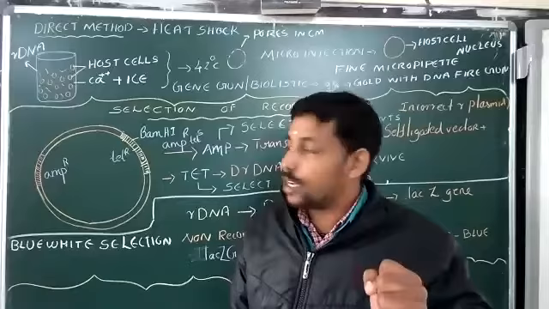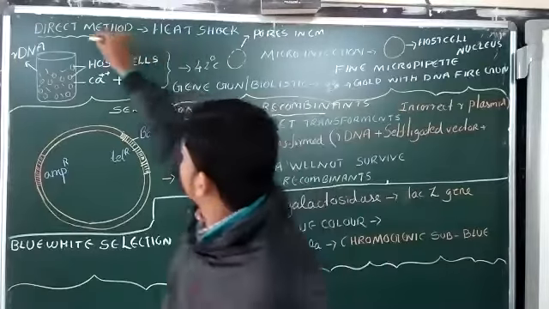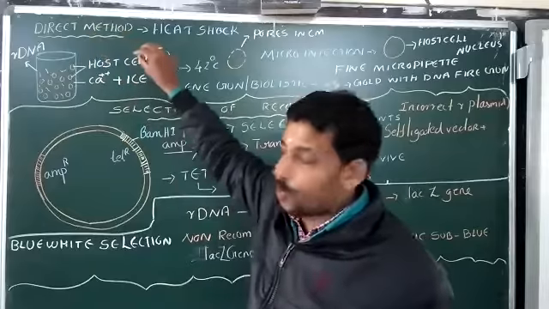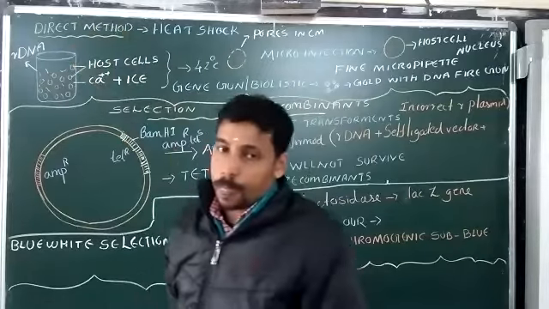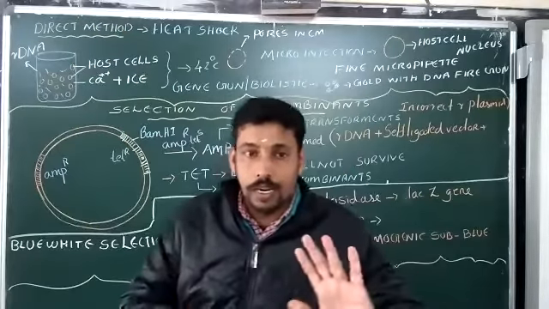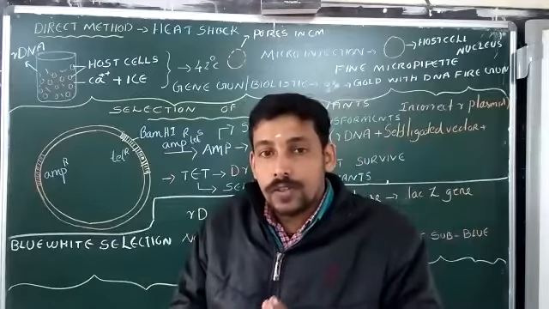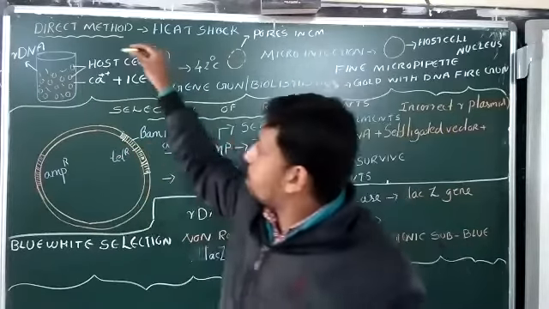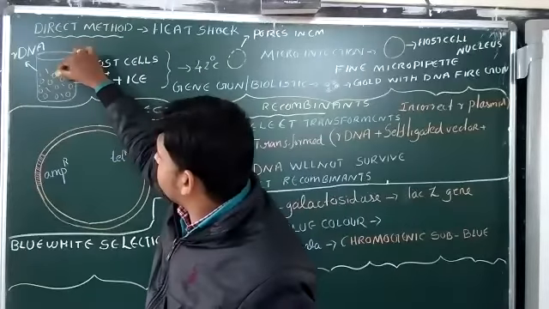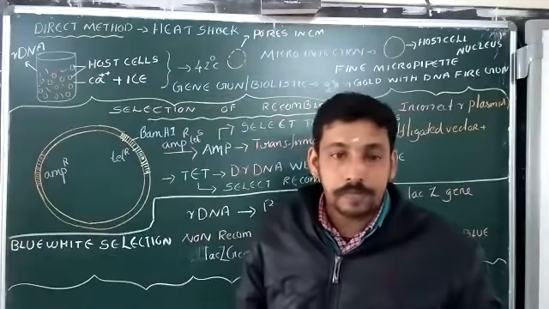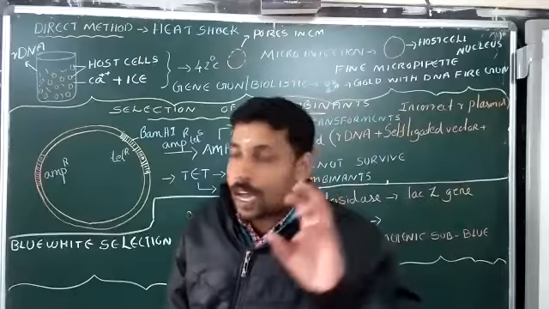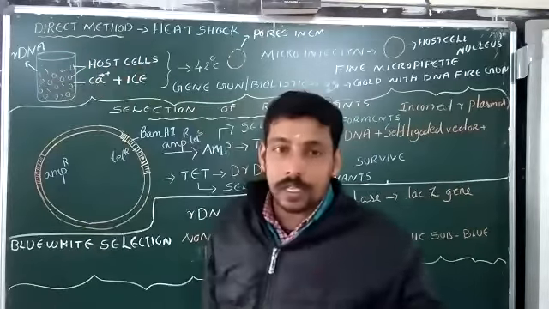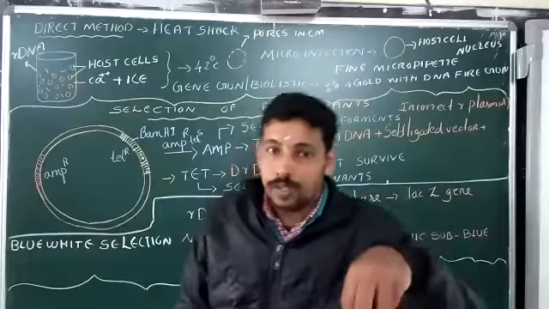So just look here. The host cells are incubated with recombinant DNA. First we are taking a beaker or any kind of petri dish, and we are incubating the host cells, that is the bacterium, with recombinant DNA, in a solution containing calcium ions, and we are putting some ice cubes around it.